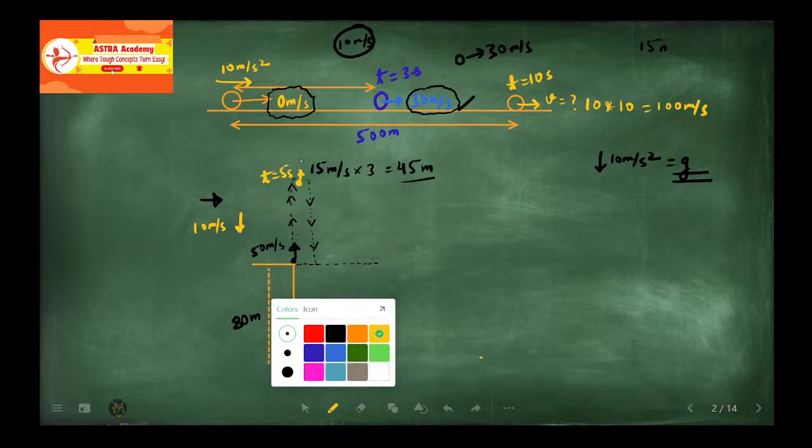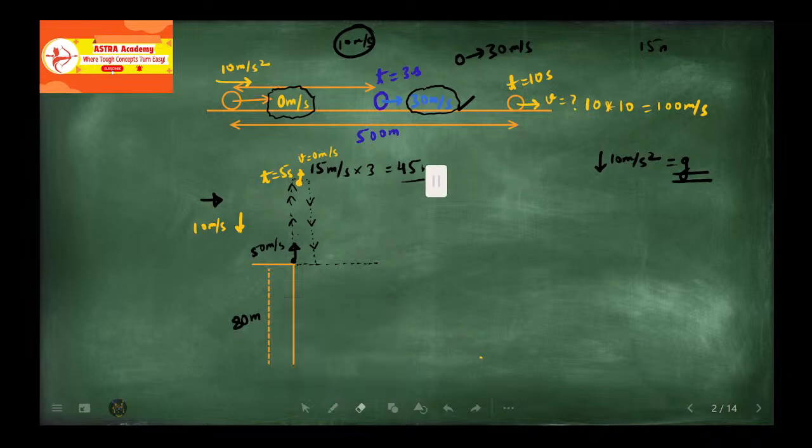How do you know, sir? Because at maximum height, the velocity becomes 0 meter per second. If each second the speed is decreasing by 10, then how much time would it take to become 0 meter per second? Obviously 5 seconds. I think it is understood by everyone that if each second the velocity decreases by 10 meter per second, the time to make velocity 0 from 50 meter per second is 50 by 10, that is 5 seconds. Now this question has become the same as the previous question.